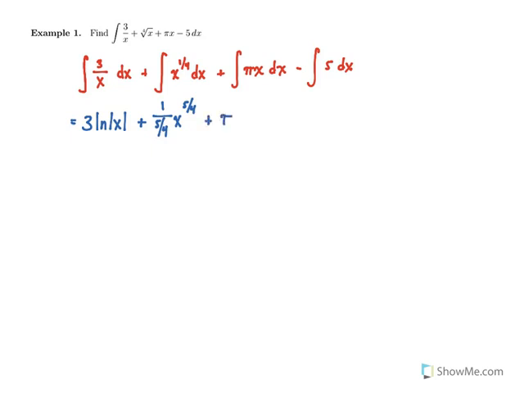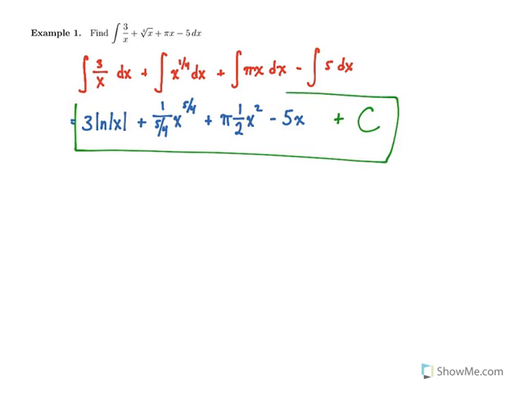We have another reverse power rule. We have pi, which is a constant we bring out in front, and we're going to increase the power by 1, and we're going to divide by that new power. And then when I have a constant, I'm just going to slap an x onto it, 5x, and don't forget that we have a plus c at the end. There is our set of all antiderivatives of that complicated function.